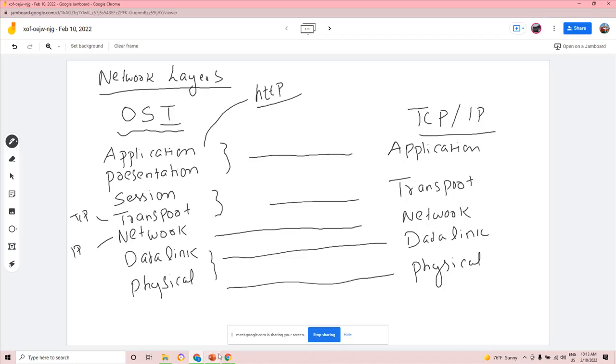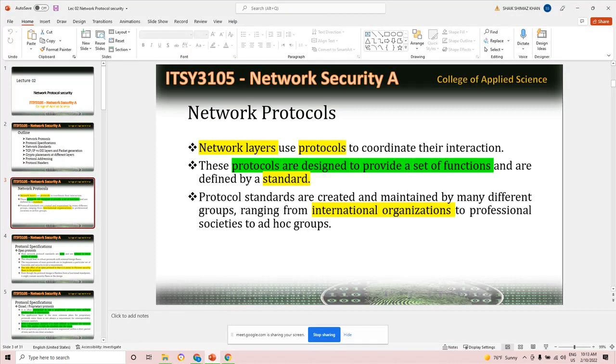So protocols are designed to provide a set of functions, and these functions have to be defined by a standard. What is a standard? You will see in the coming slide. Now I can tell you: a standard is a set of rules.